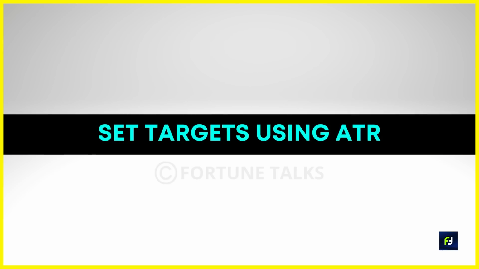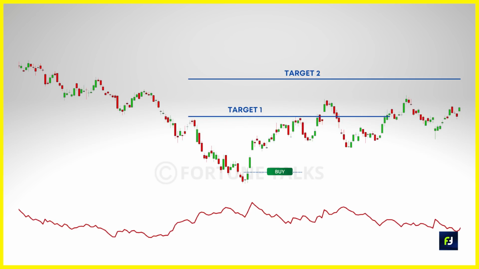Moving on, let us now understand how to set targets using the ATR indicator. If you don't want to ride trends, you can also use the ATR indicator to set a profit target. And here's how it works. We already know that the ATR indicator tells you how much a market can potentially move for a particular period by accounting for market volatility.